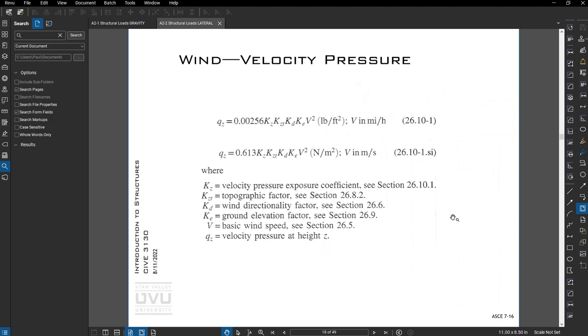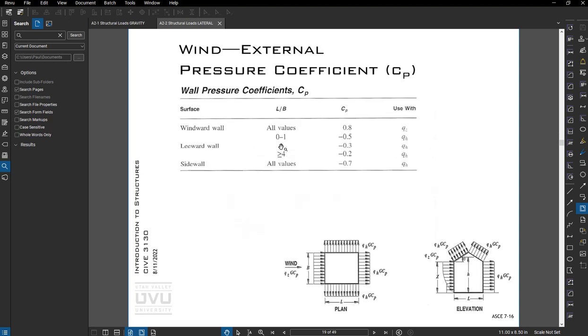Okay, velocity pressure equation. You take all of these components that we've just been talking about and plug them in. The velocity is squared, so it's good to keep in mind that wind speed is squared as it relates to pressure, and you can plug and chug and get your velocity pressure. And that might be convenient to think you're done. Unfortunately, it's not. We now need to take that pressure and apply it to our actual structure.